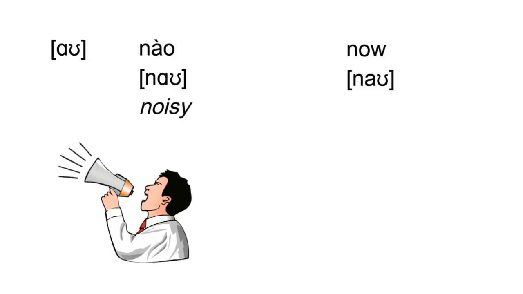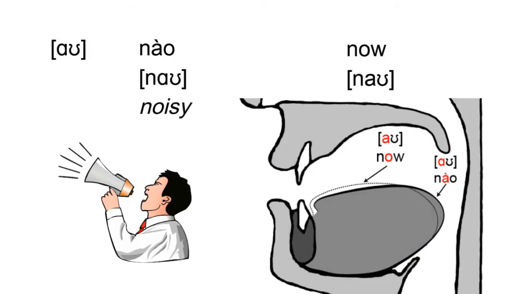Last, Mandarin has ao as in now, which sounds almost like English's now. The difference here is that in English you start with your tongue all the way forward at a, now. Mandarin starts with the tongue further back at the ah vowel we talked about earlier, now. So English has now, Mandarin now.